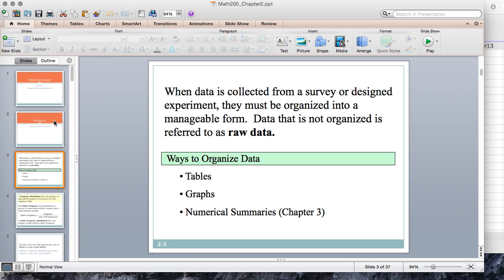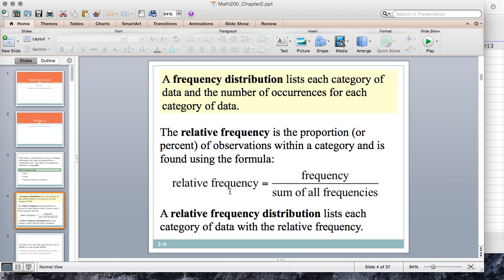You can use tables, graphs, and then one major thing that we typically always do is coming up with some kind of numerical summaries, like mean, median, mode, that sort of thing. And we're going to be talking about that in chapter 3. But today we're going to focus on the first two things, which are tables and graphs.